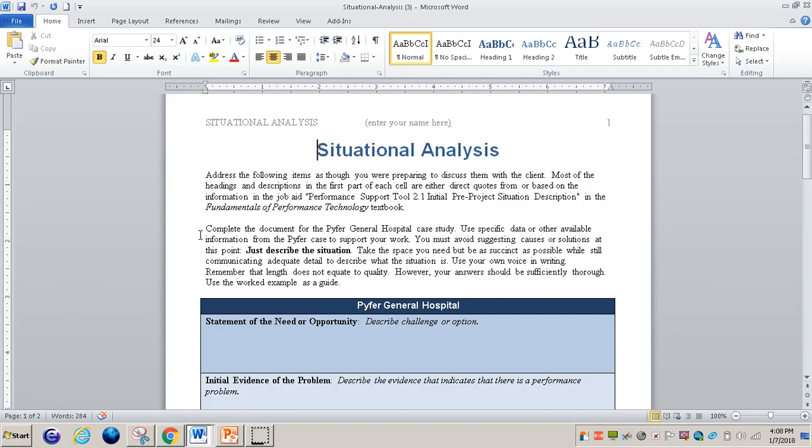Take the space you need, but be as succinct as possible while still communicating adequate detail to describe what the situation is. Remember, use your own voice in writing. Remember, length does not equate to quality. However, your answers do need to be thorough. Also, you can use the work example from the Angelica case as a guide to show you the length I'm looking for, and so on.